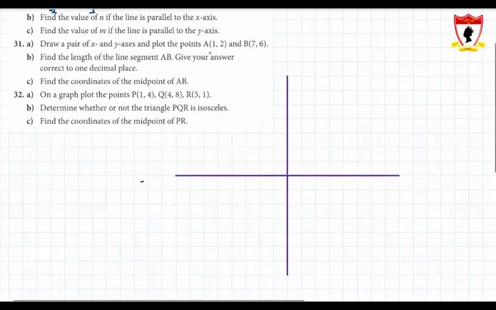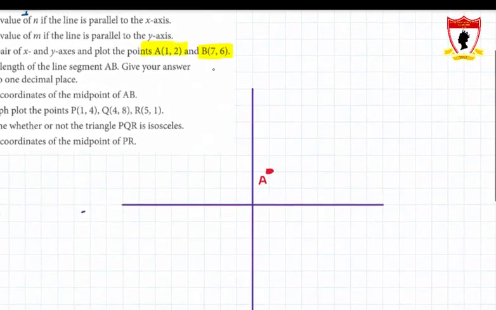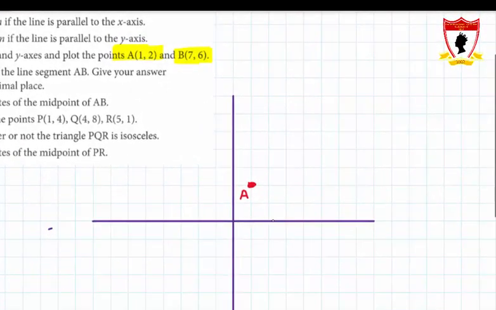The first point is 1 and 2, and the second point is 7, 6. Let's plot them. 1 in x is here, 2 in y is right here. This is the first point, this is A. And point B is 7 in x, 6 in y. 7 in x: 1, 2, 3, 4, 5, 6, 7. And 6 in y: 1, 2, 3, 4, 5, 6. Okay, this is point B. If we join these 2 points together, we see a straight line like this, and the question wants the length of this line.